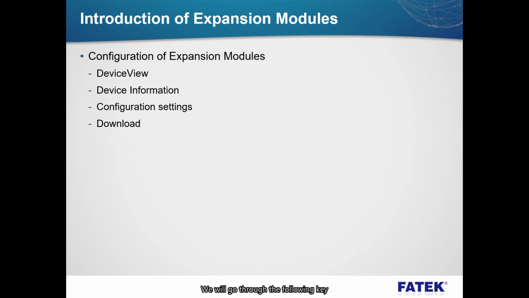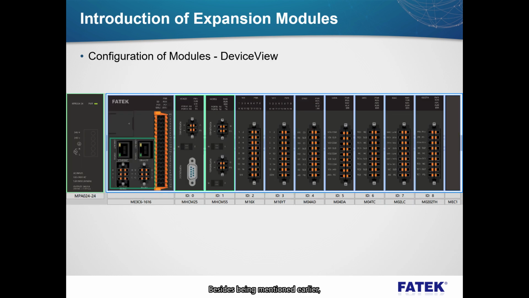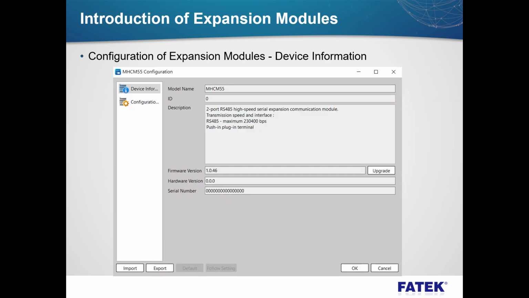We will go through the following key knowledge in this section regarding the configuration of expansion modules. Besides being mentioned earlier, Device View also serves as the entrance of setting up expansion modules. Double-clicking on the selected module displays the configuration window, where device information gives the model name and the module ID, and further information can be seen during connection, including firmware and hardware version, and serial number as well.